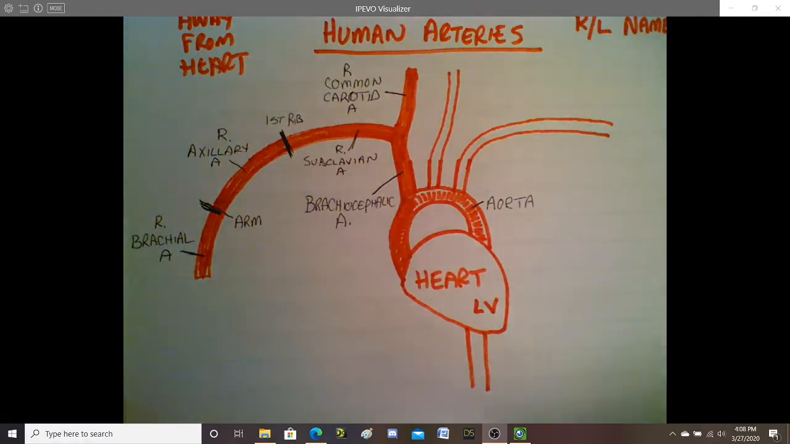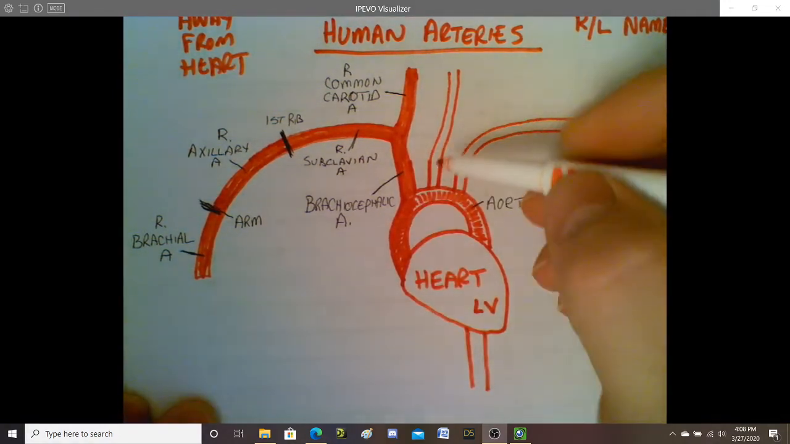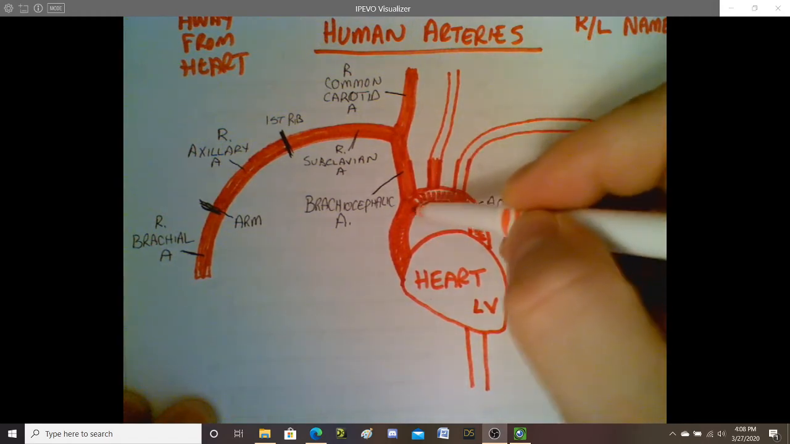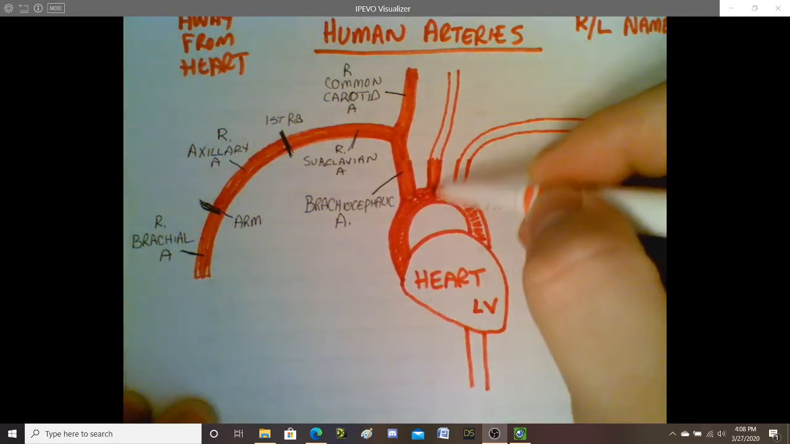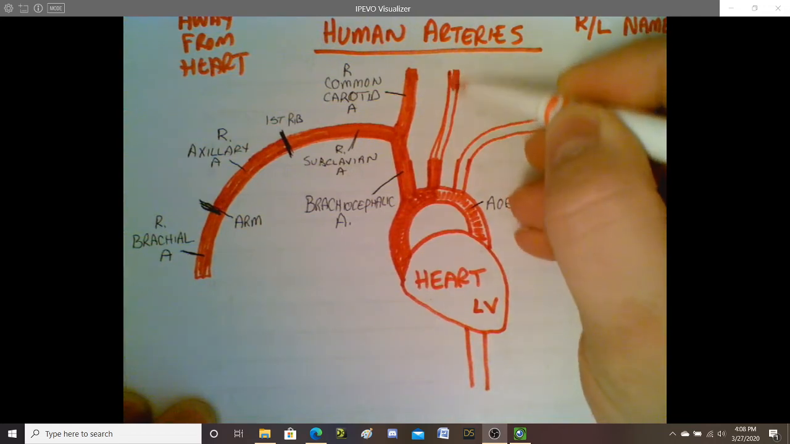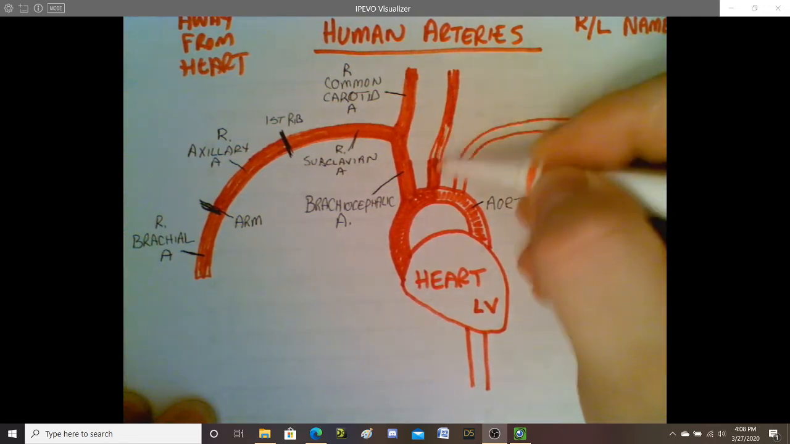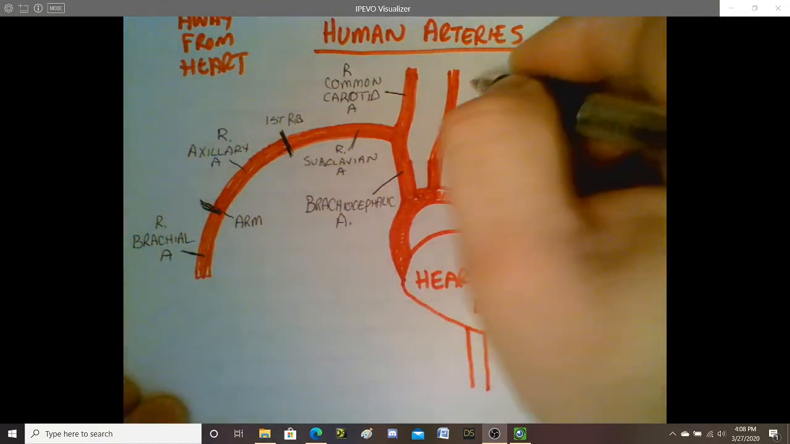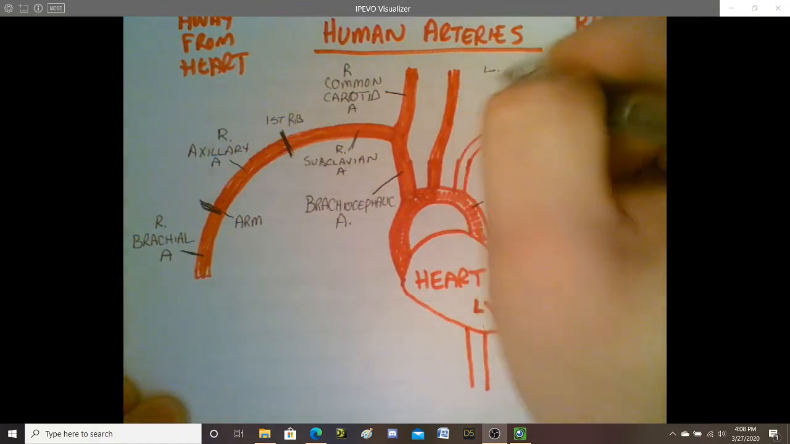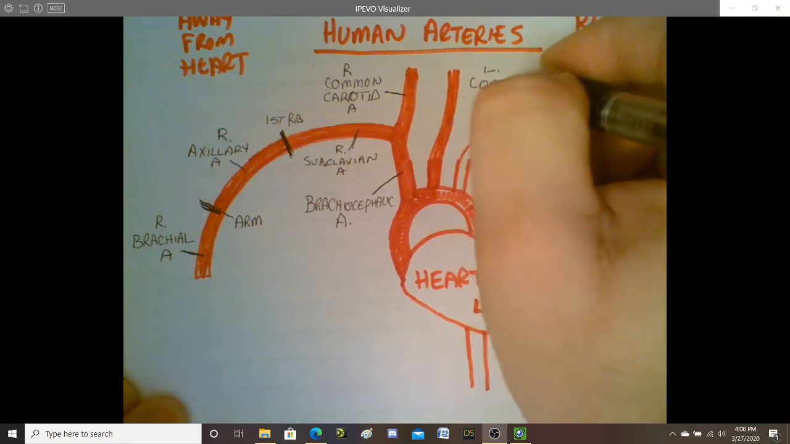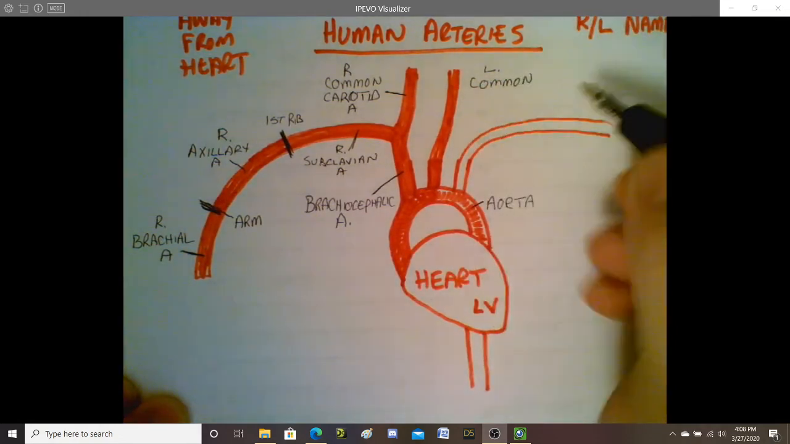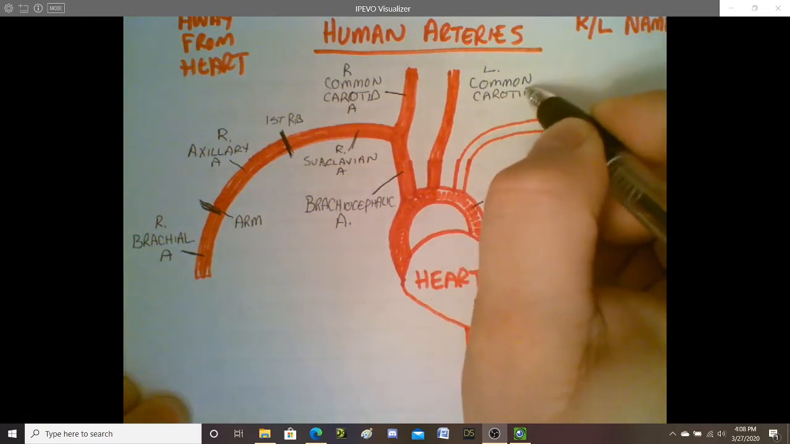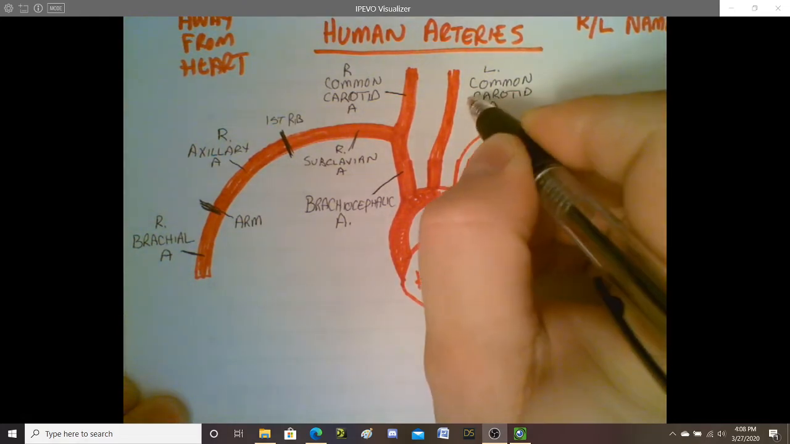Okay, so now we have this middle pipe. Middle pipe's a piece of cake. Middle pipe comes off your aorta and it's going to go right into your neck. And it's the left common carotid. Left common carotid artery.